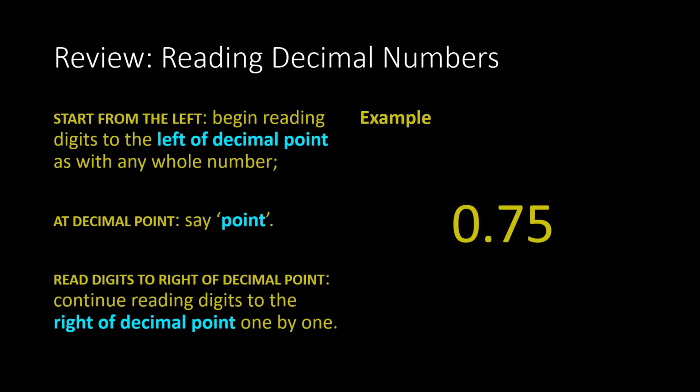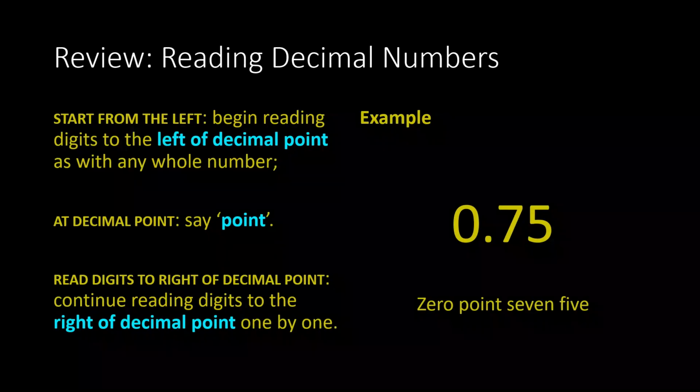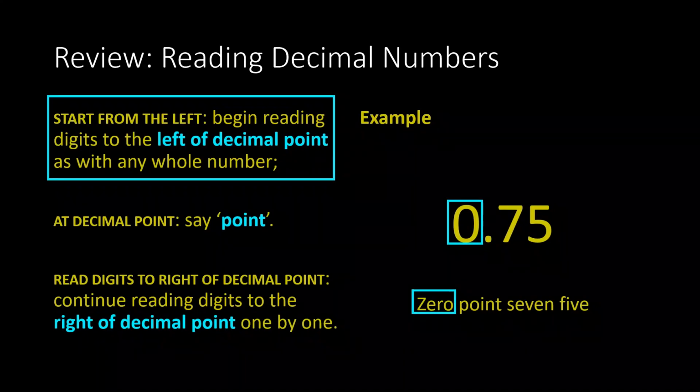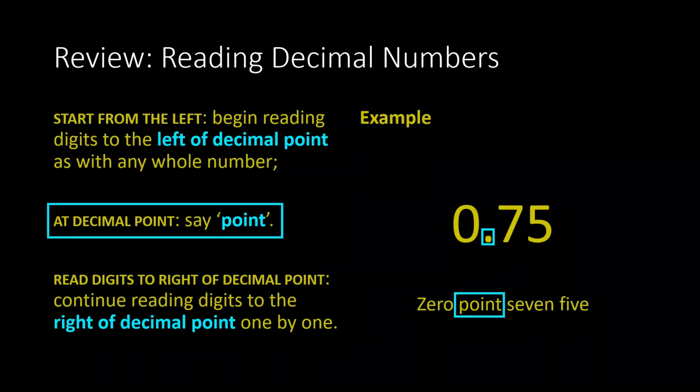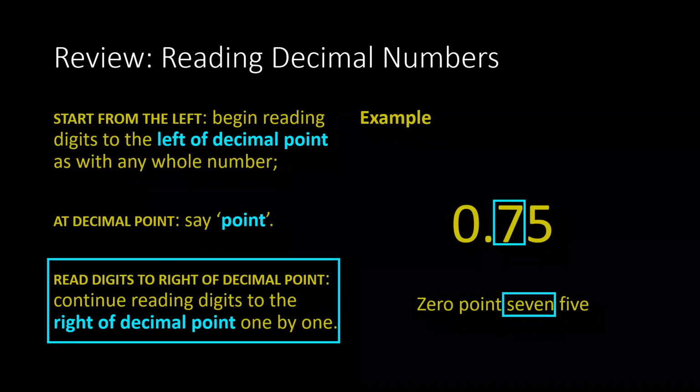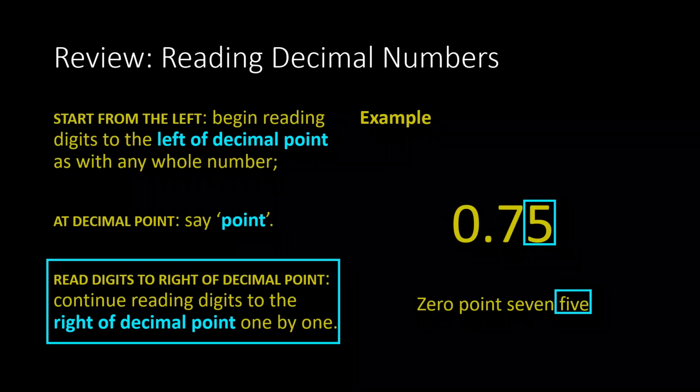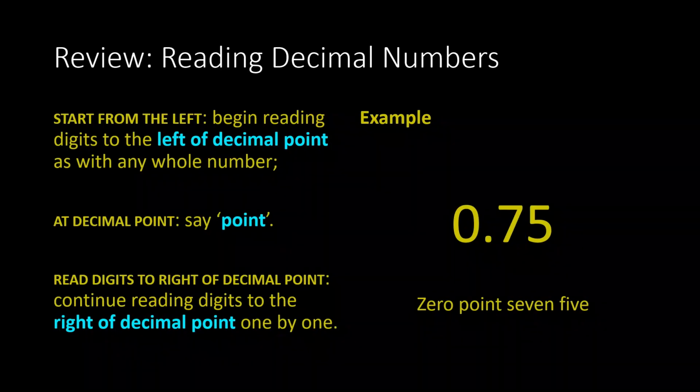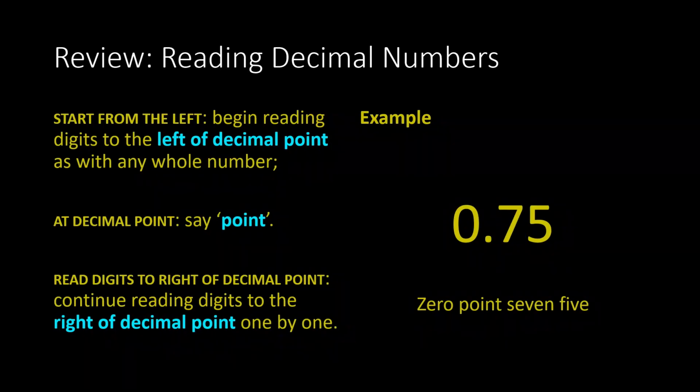So for example, this number is 0.75. First we read the 0, of course the digit to the left of the decimal point, and then we say point, and then we start to read the digits to the right of the decimal point. So 7 and then 5. And the number, as we said earlier, is 0.75.